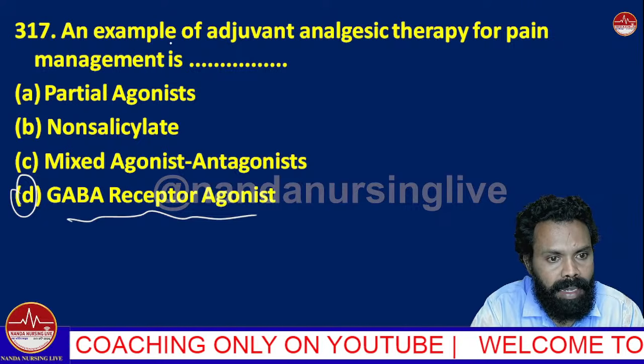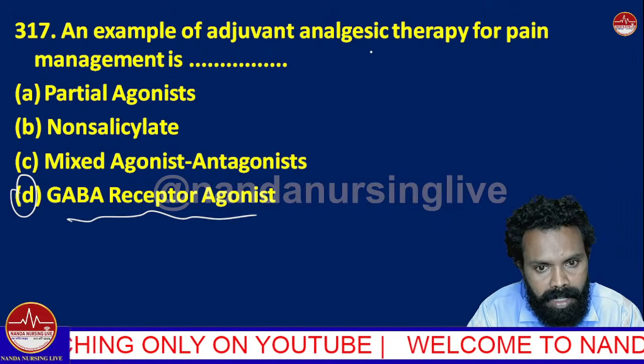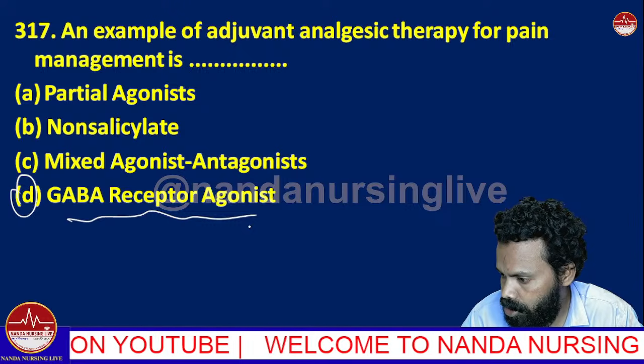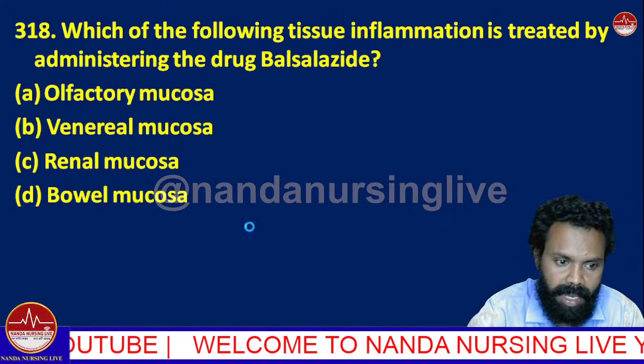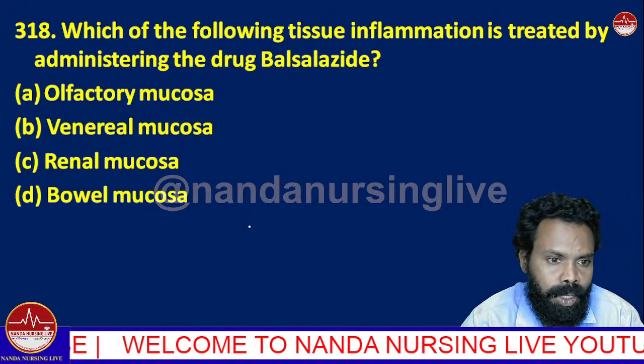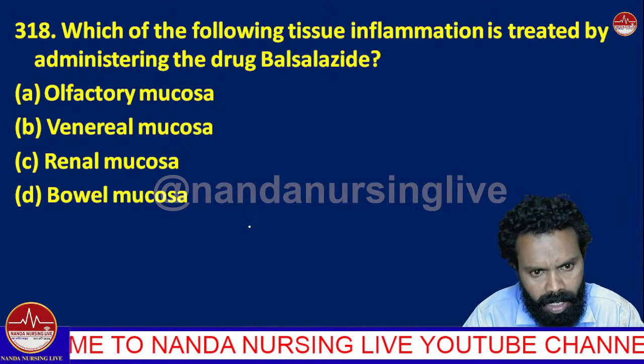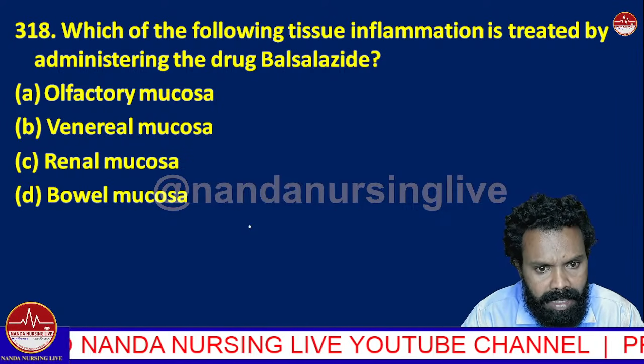So an example of adjuvant analgesic therapy for pain management is the GABA receptor agonist. So option D is the correct answer. Next question, number 318: which of the following tissue inflammation is treated by administering the drug balsalazide?